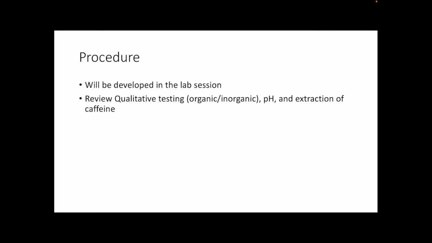So the procedure that we'll be using to identify the components of our waste and then safely dispose of those wastes are going to be developed as part of the online lab session. And the next week, we'll be using those procedures in the lab. So before you come to the online session, it's worthwhile to review the qualitative testing experiments, the pH experiment, and the extraction of caffeine experiments. And the actual procedures that we'll be following are going to be based on the skills that you learned in those experiments.